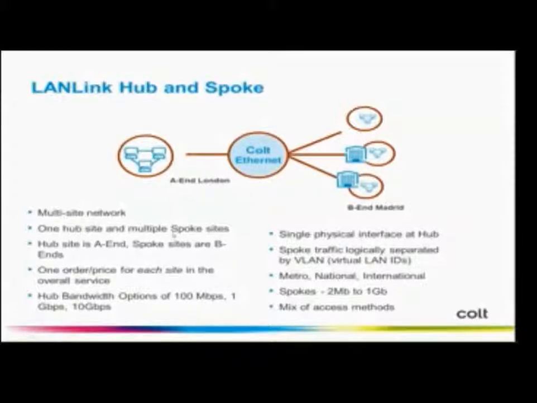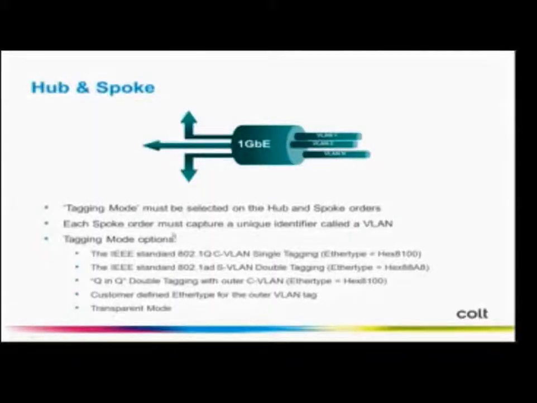Good. So, more in detail. You see that the hub has to mark the packets with VLAN IDs, as I already said, to connect to the branch sites. We have two tagging methods. You see that in the next slide.